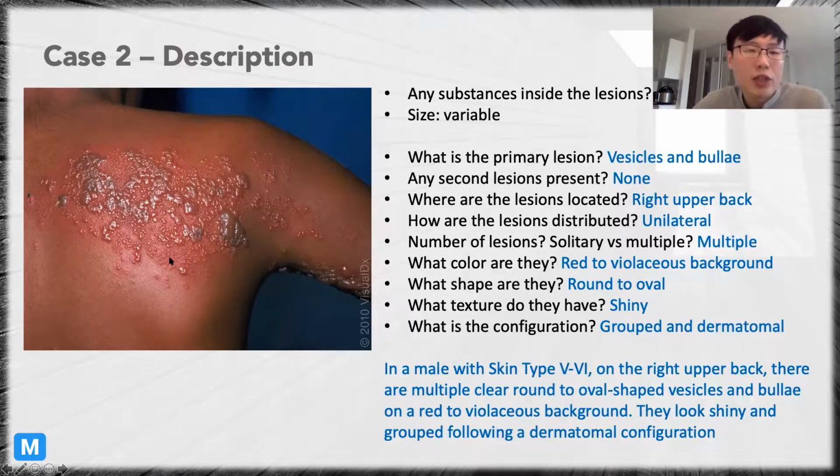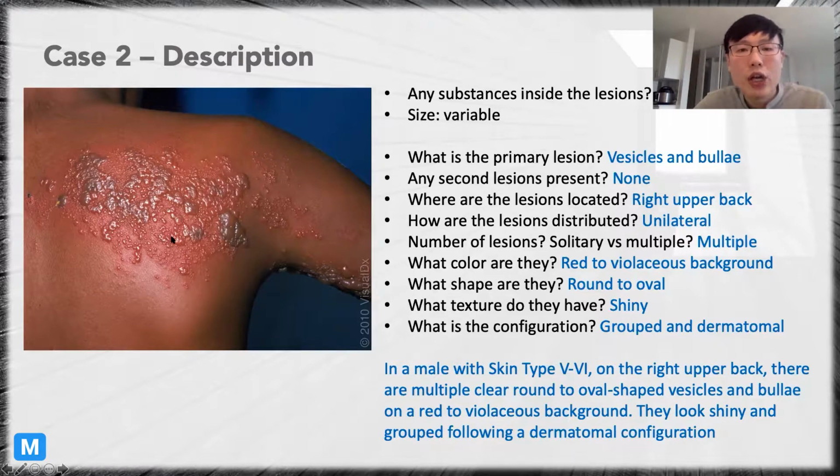And then no secondary lesions, because they're all very smooth, no scales, no lichenification, no fissures, anything like that. In terms of distribution, it's on the right upper back. It's also unilateral, only on one side of the back, not on both sides. And there are multiple lesions, maybe even 50 to 80.